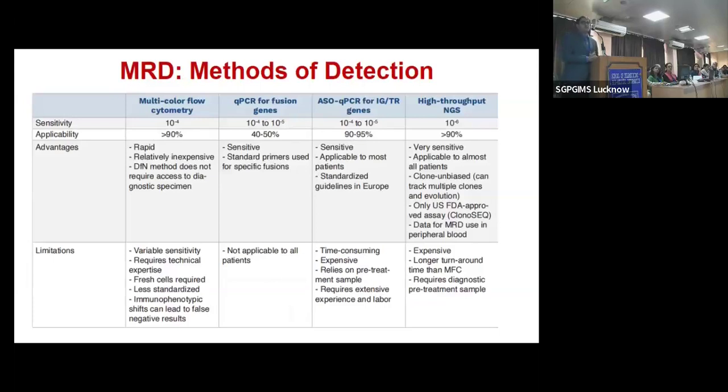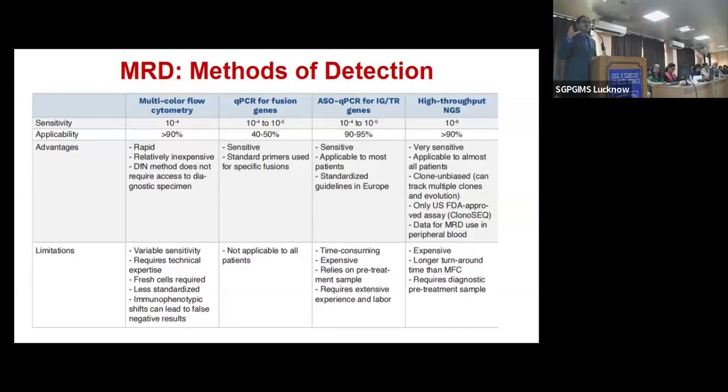We have multicolor flow cytometry. We have qPCR for fusion genes, then ASO qPCR for immunoglobulin and T cell receptor genes, and high throughput NGS. So you can see the sensitivity keeps on increasing as you go towards the NGS side. And the applicability, however, reduces. In our country, if you're talking about the Asian population, the majority of the centers are still using flow cytometry. Very few centers are using the molecular based MRD methods.